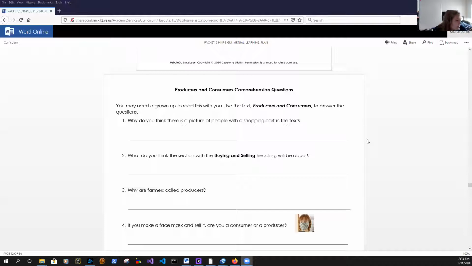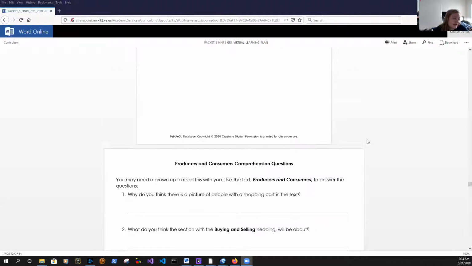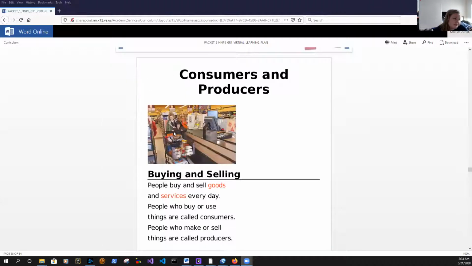Why do you think there is a picture of people with a shopping cart in the text? That's the first question that you're going to answer. And here's that picture.